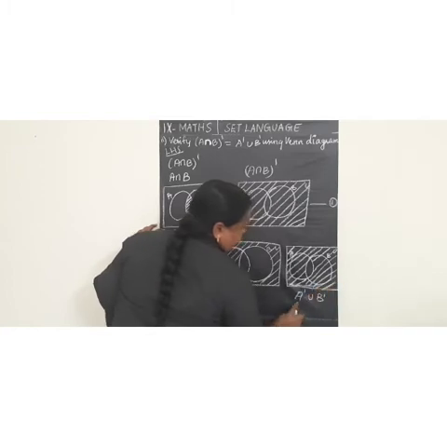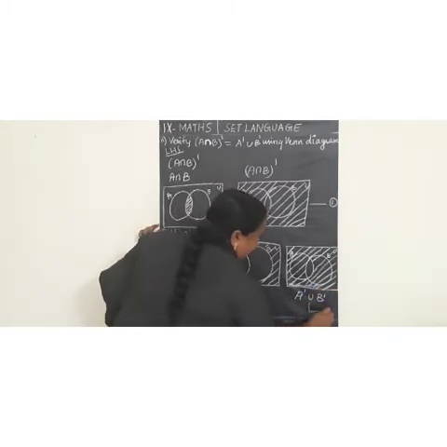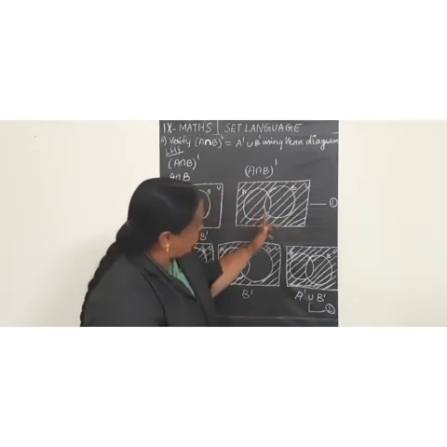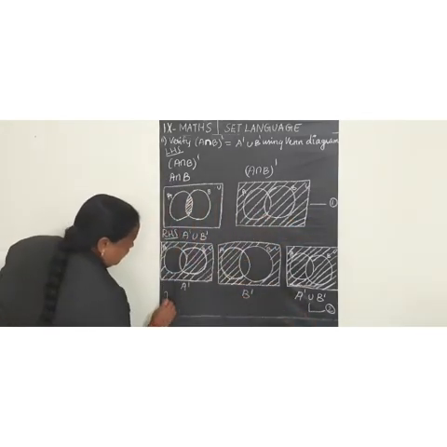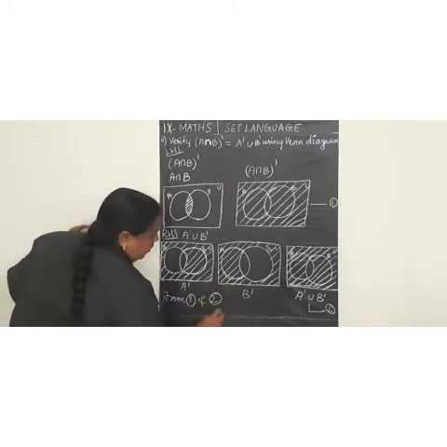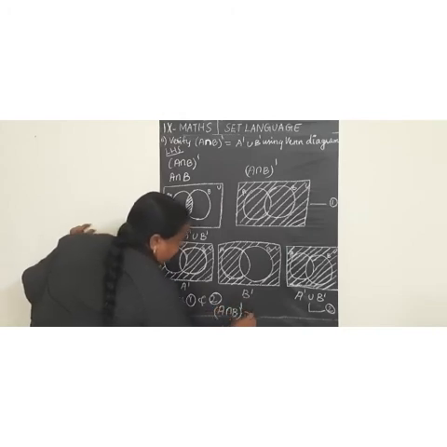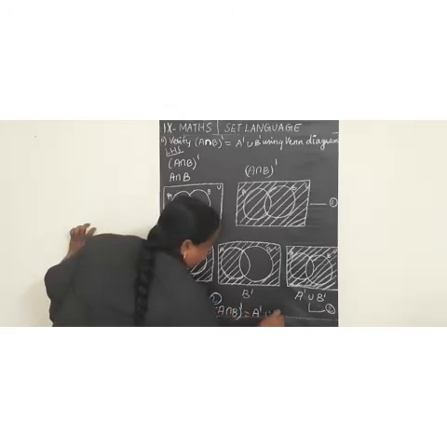A dash union B dash. We have to mark this as equation 2. Now see that equation 1 and 2, both the diagrams are same. So from 1 and 2, (A intersection B) the whole dash is equal to A dash union B dash.